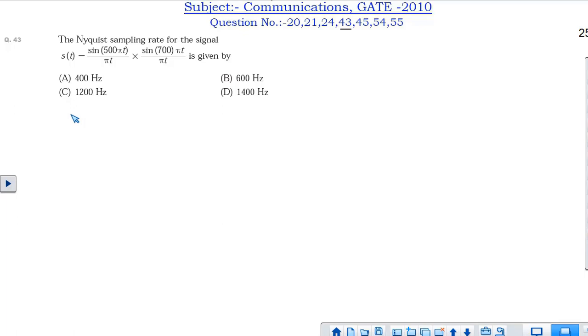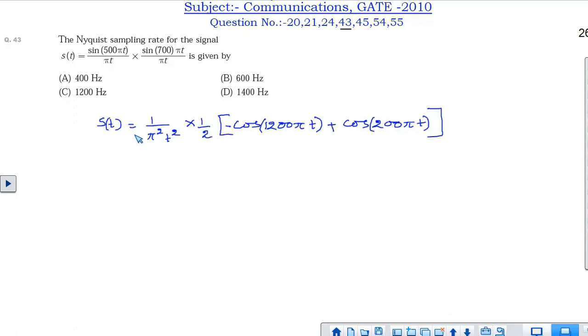Next question is question number 43. In this question we have to find out for this signal what is the Nyquist sampling rate. Here if you see, basically two sinc functions are multiplied. We have to find out what is the Nyquist rate of this signal. So the signal s(t) is given as 1 by pi square t square, that is pi t if we take it in the denominator. Then if we multiply by half, we can represent this as a summation, because this is A, this is B. So one will be A plus B, another will be A minus B. So we will have this expression.